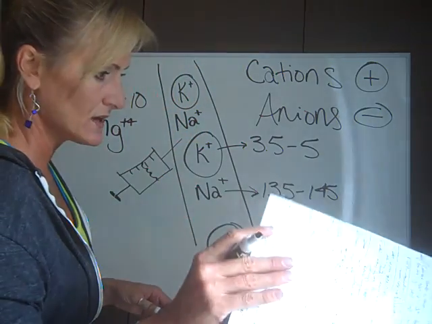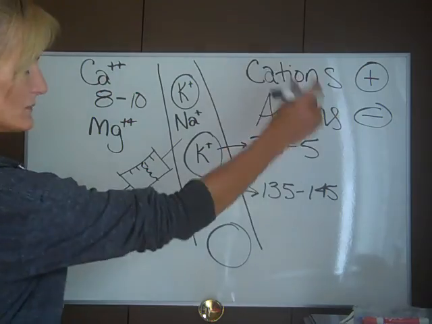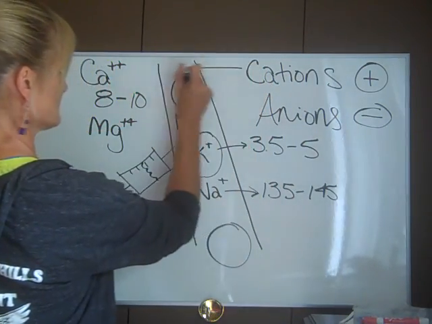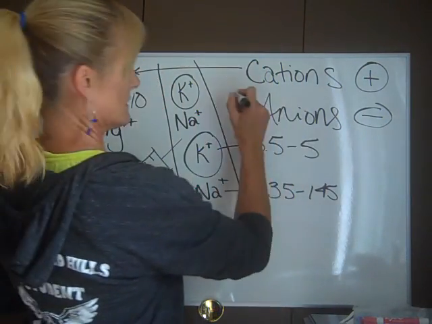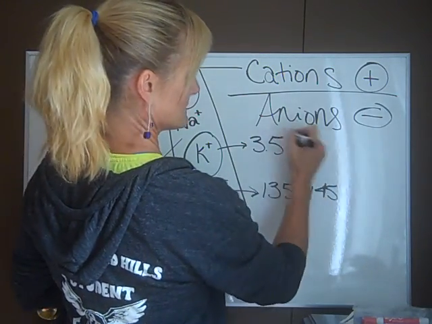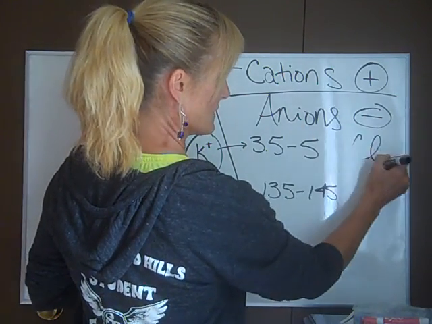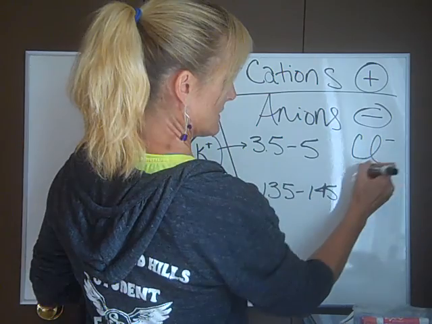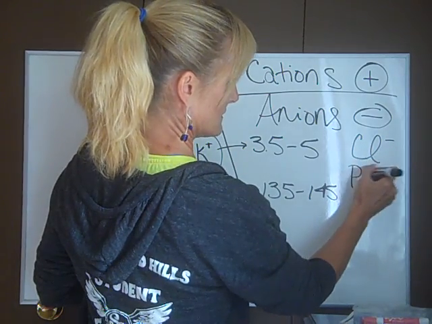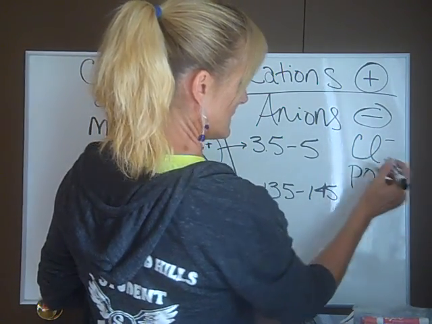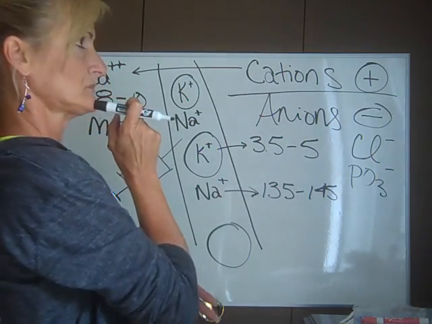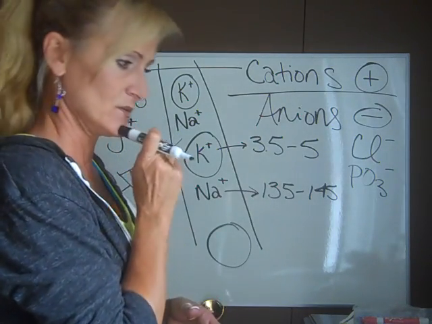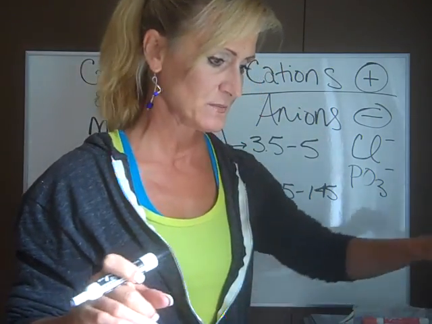And then chloride. Your cations are over here. Your anions, that are negatively charged, you've got chloride, phosphorus, PO3. I'm trying to think of your other ones. I'll get to it if I can think of some other ones.